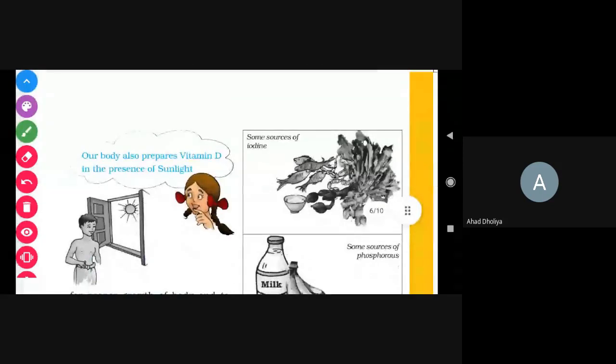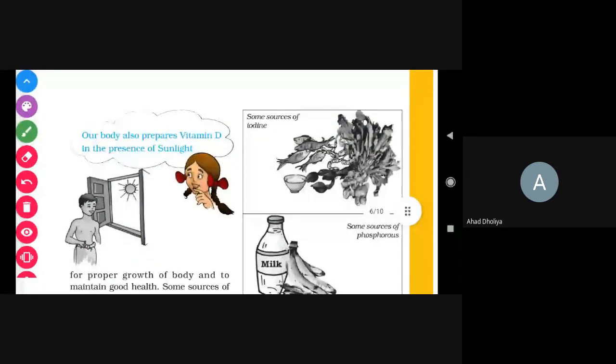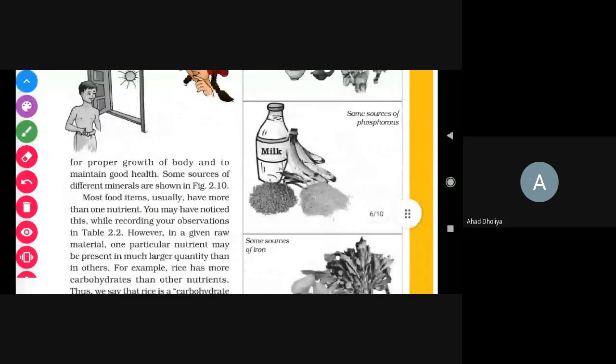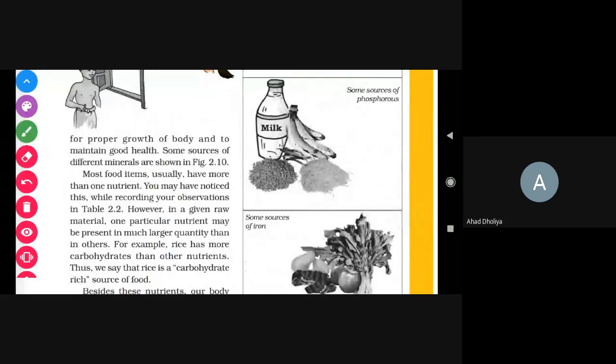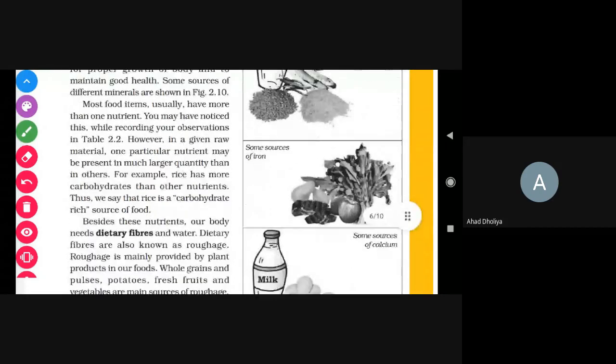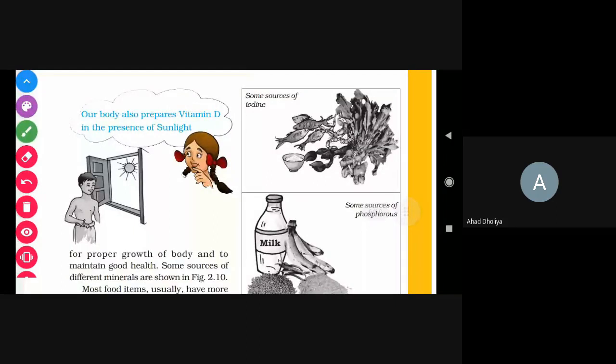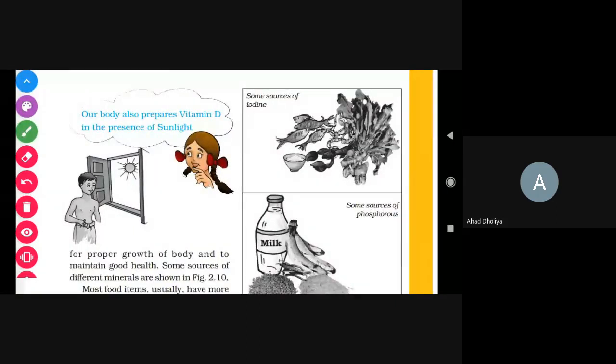See, and the other thing is our body also prepares vitamin D in the presence of sunlight. So you can write that also. Vitamin D comes from sunlight as well. Sunlight से भी vitamin D मिलता है.